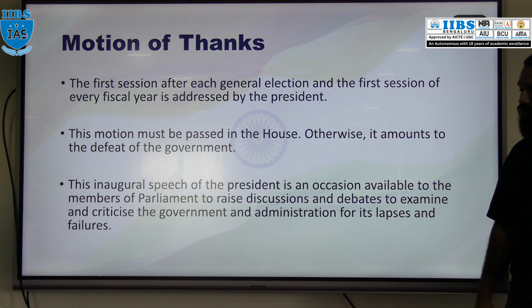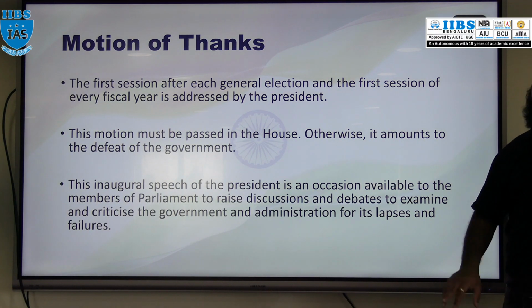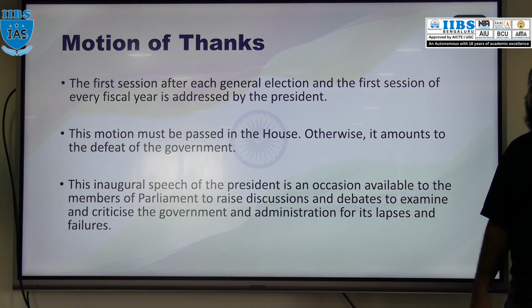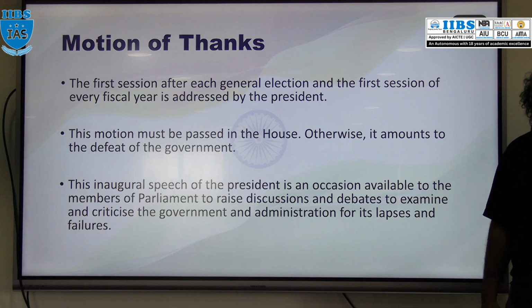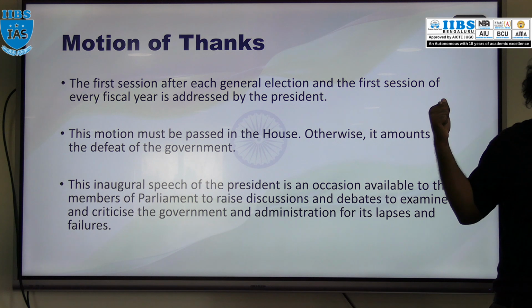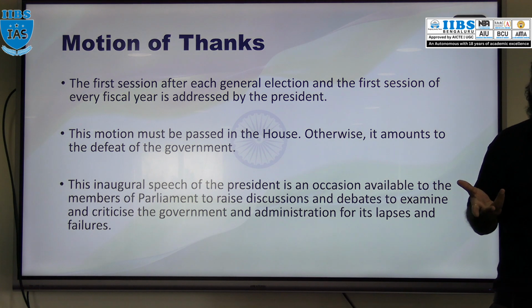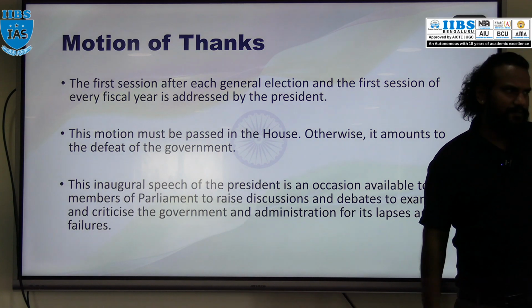This motion of thanks has to be passed in the house. If it is not passed, it is considered a defeat of the government. If there is a defeat of the government, it means the Prime Minister along with the Council of Ministers has to resign. Obviously it will be passed. Why? Because who forms the government? Who has the majority? Simple. So this motion will be passed.